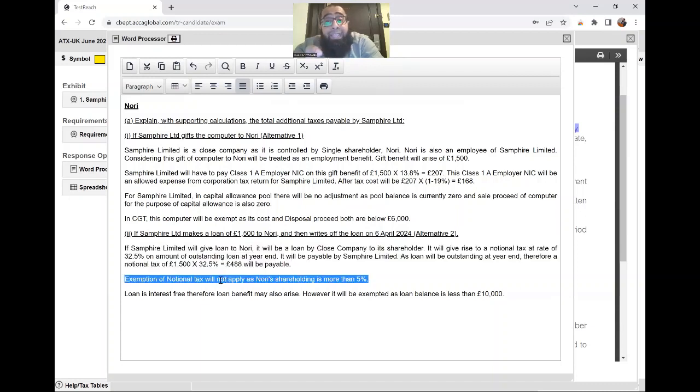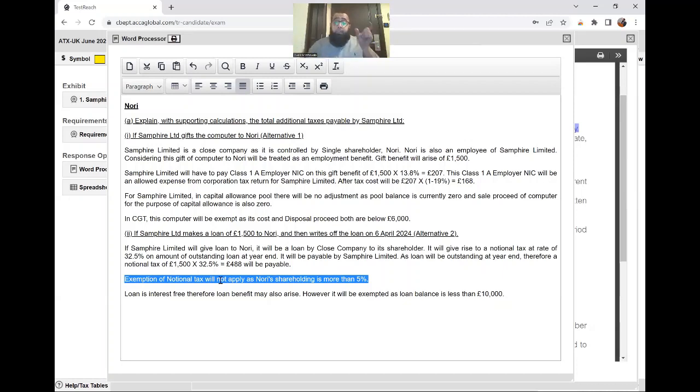Now the notional tax, this 32.5%, gets exempted when three conditions are met. The loan is of less than 15,000, the shareholder is an employee, and the shareholding is less than 5%. But here the shareholding is 75%, so the exemption will not be available. Now, since the loan is interest-free, the loan benefit should also arise. But here the loan benefit will not arise. Why will the loan benefit not arise? Because the loan balance is less than 10,000.